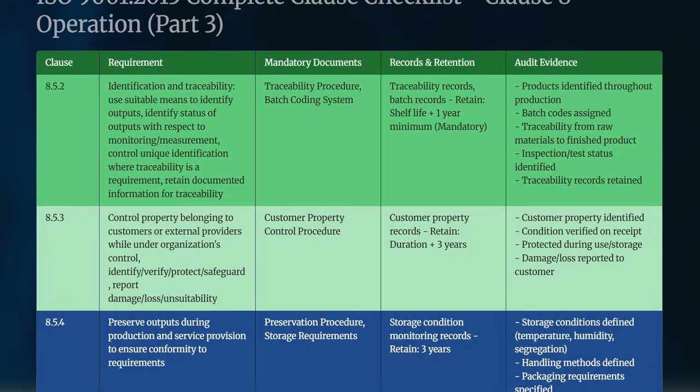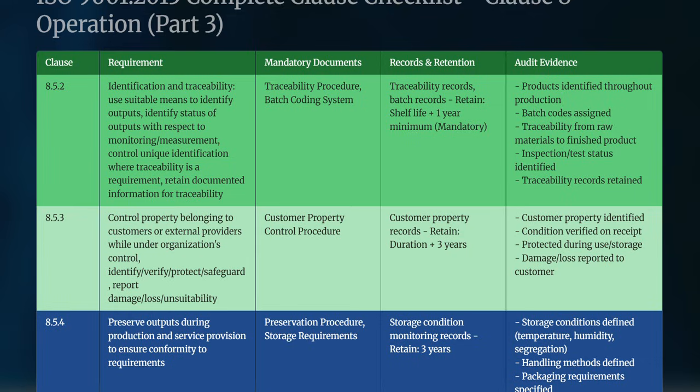The documents you need to have here: you need to have a traceability procedure, and you need to have a batch coding system. Records and retention to have along with those documents: you need traceability records and batch records, and you need to retain them for the shelf life of the product plus 1 year minimum, which is a mandatory requirement. Examples of those requirements that you can present as audit evidence include product being identified throughout production, batch codes being assigned, traceability from raw material to finished products, inspection or test status being identified, and traceability records being retained.